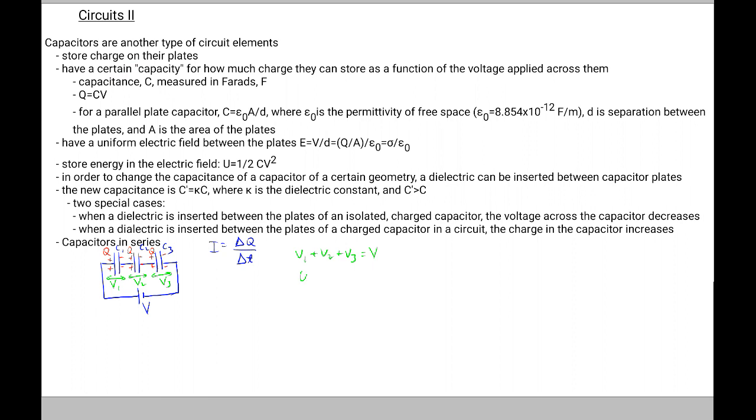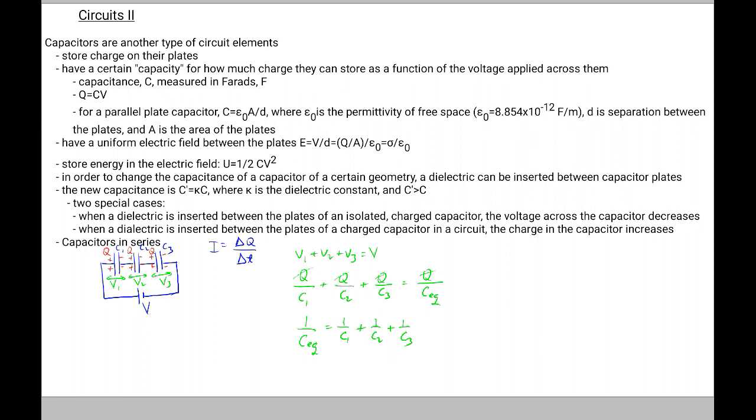So V is Q over C. So Q over C1 plus Q over C2 plus Q over C3 is equal to Q divided by the equivalent capacitance. So we divide through by Q and end up with 1 over C equivalent in series is 1 over C1 plus 1 over C2 plus 1 over C3.